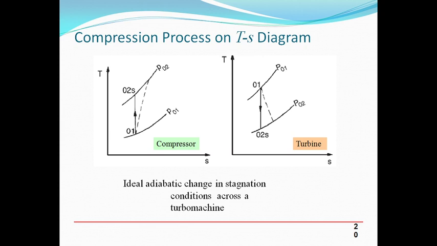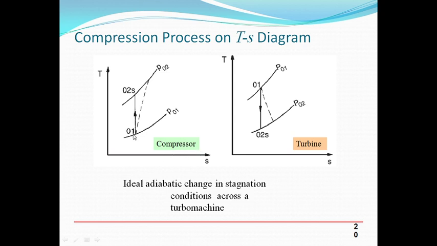Now let's try to understand the compression process on the TS diagram or HS diagram, the temperature and entropy diagram. The compression process in the compressor follows the isentropic process. In reality, it's not isentropic, it is the adiabatic process. Adiabatic process means there is no heat supply, you are only adding energy. There you have the work interaction, not really the heat interaction. You are not supplying heat, but the air temperature will increase. That's what you are seeing here.